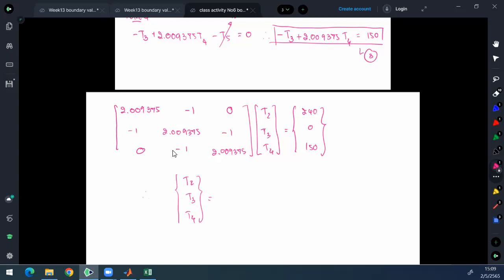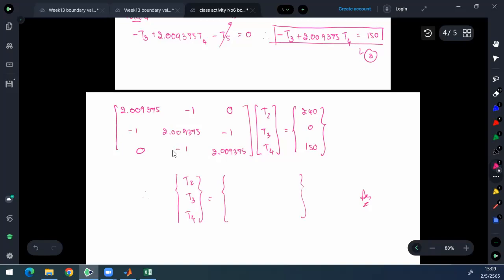Who can give me the answer, please? For this case, what is it? Who knows? What is the answer? Who can help me solve this?